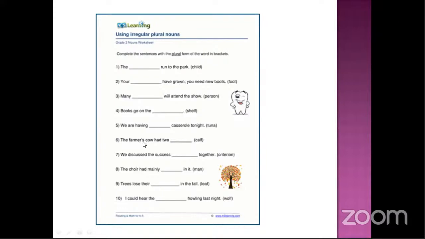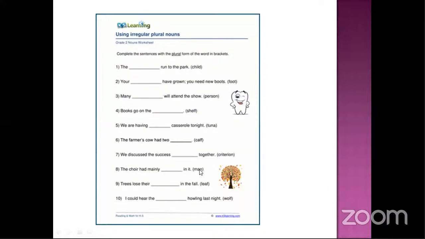Number 6. The farmer's cow had 2 calves. Last letter is F. So we have to cut this F letter and add VES. Calves. Number 7. We discuss the success blank together, criterion. So what is the plural one? Criteria.